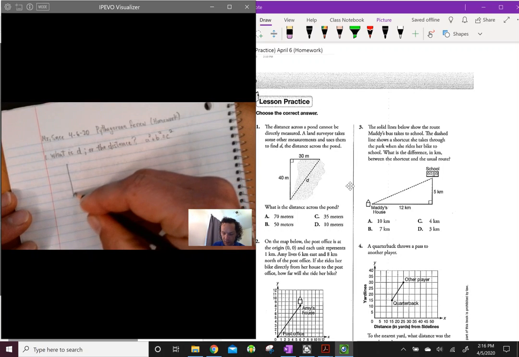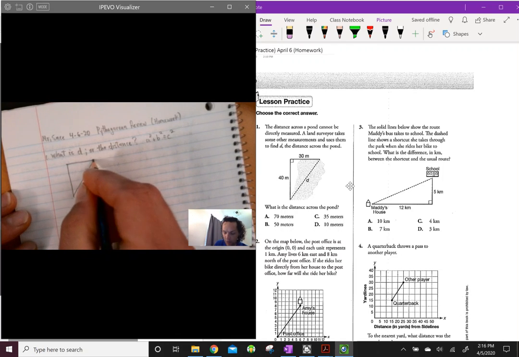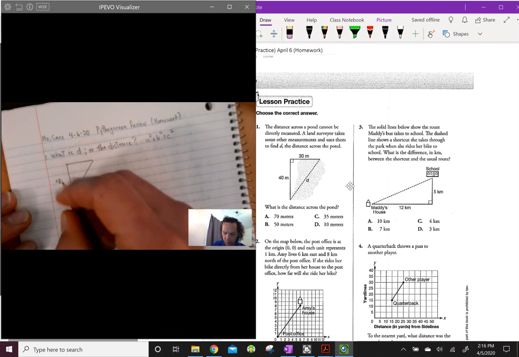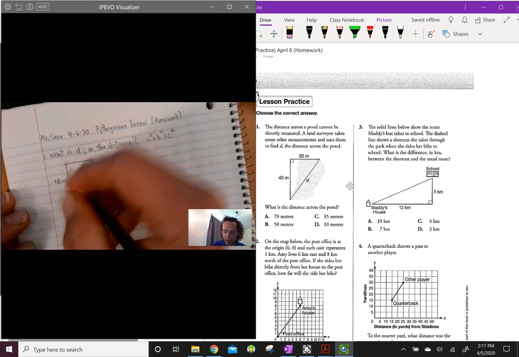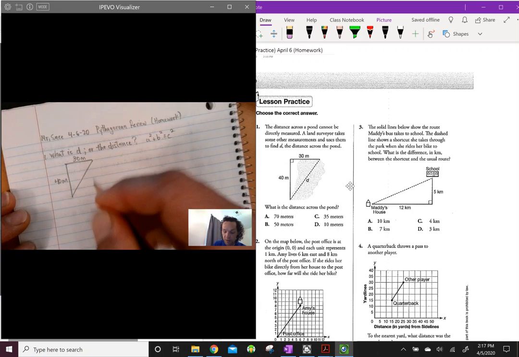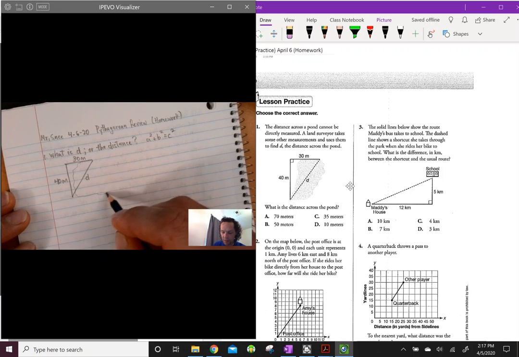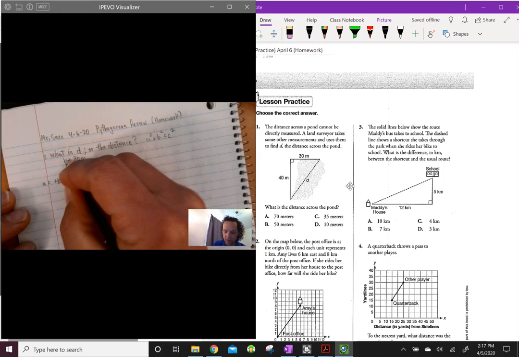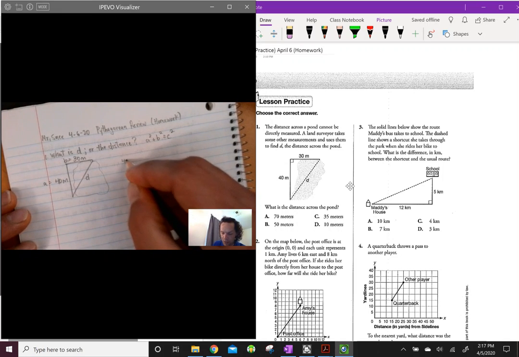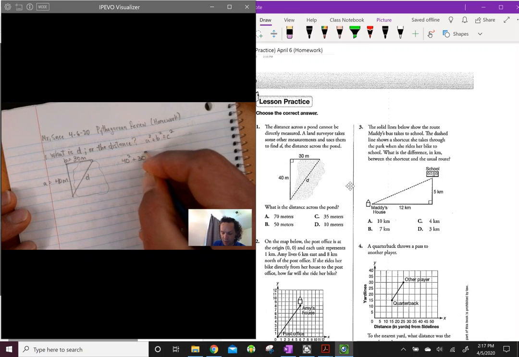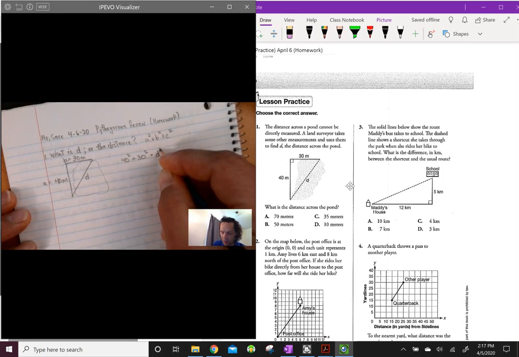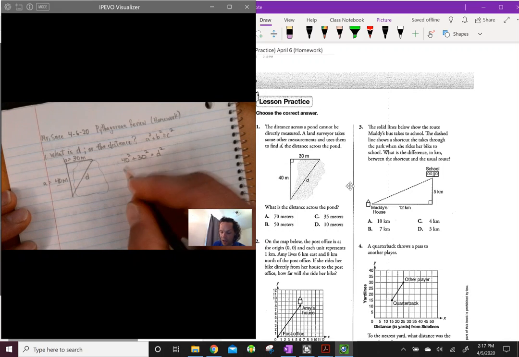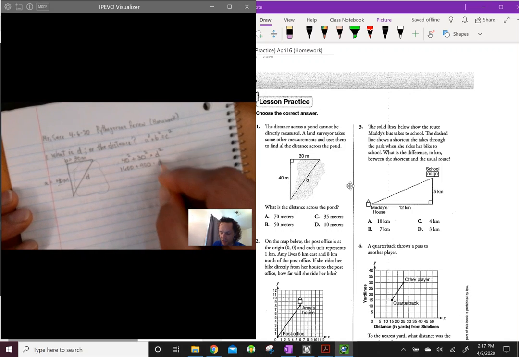I've got one leg around that lake is 40 meters, and the other leg is 30 meters. Okay, and D is this diagonal that goes across the lake that they've drawn there. Okay, so A equals 40, B equals 30. So 40 squared plus 30 squared equals D squared. Those numbers came from here and here, and that's 1,600 plus 900 equals D squared.